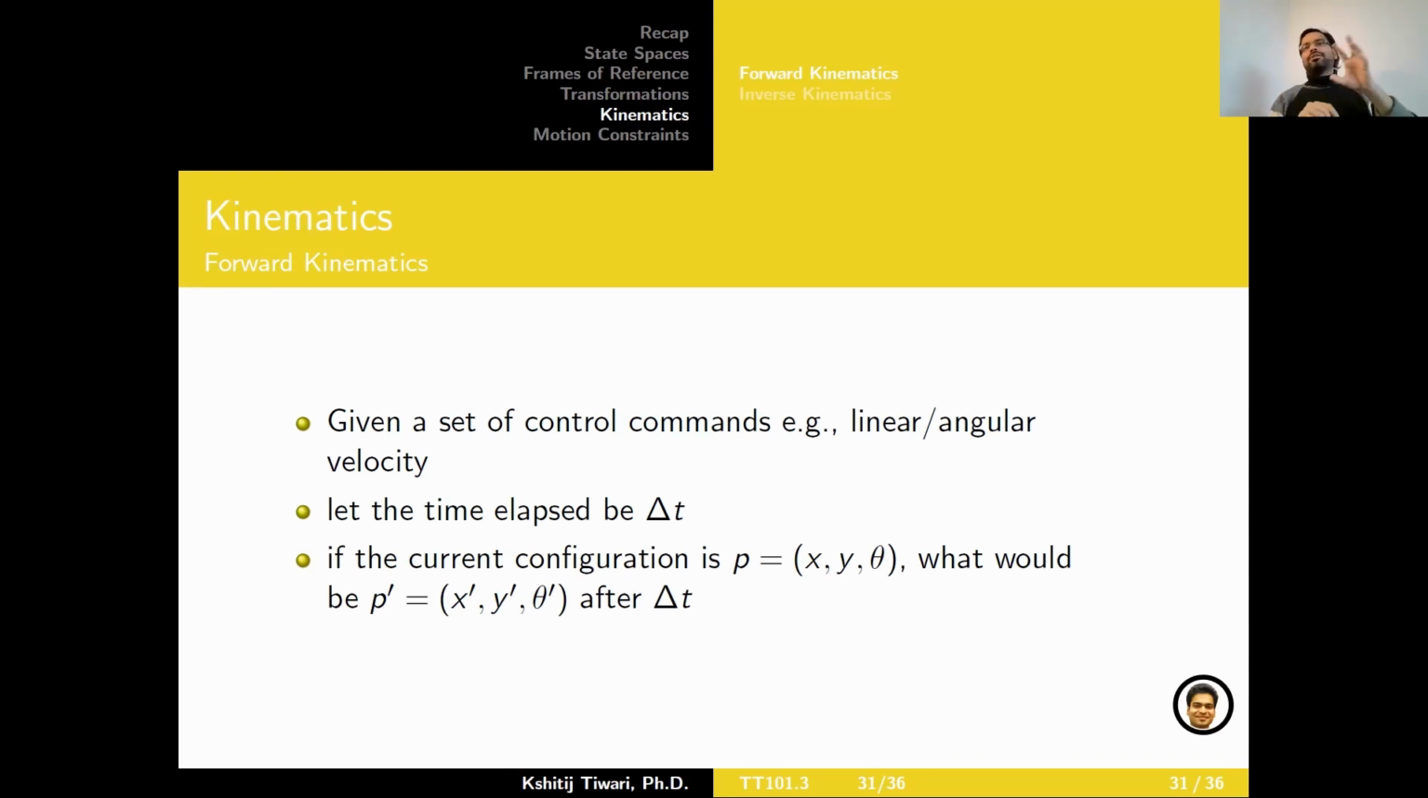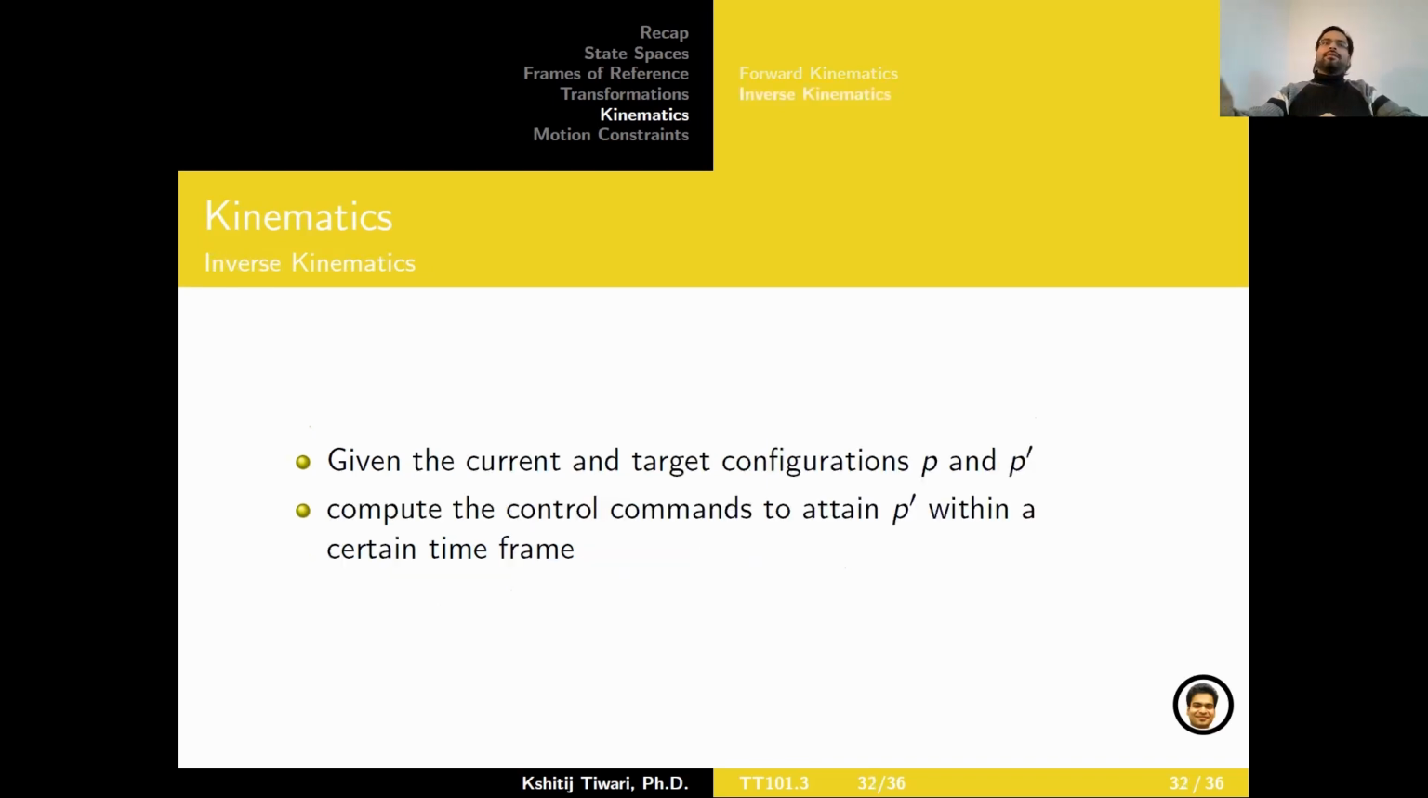So you apply control commands to a current configuration and you want to know what would be the new configuration thereafter. Inverse kinematics, as the name suggests, is just the inverse of the process. So you know your current configuration and you know your target configuration you want to attain. What you don't know are the control commands. So you want to compute what control commands you should be giving to go from P to P prime.